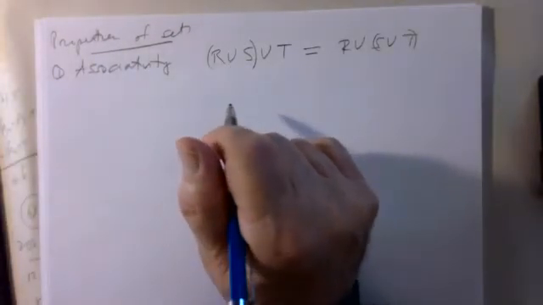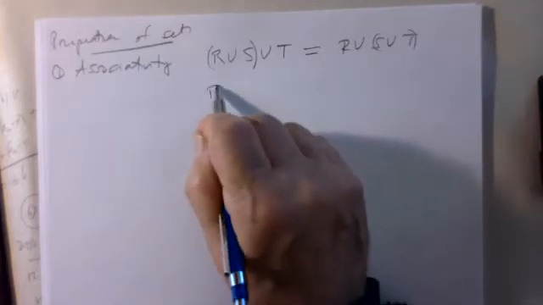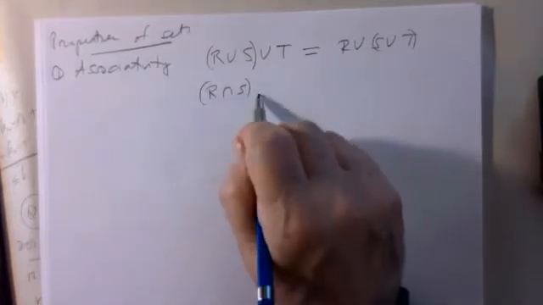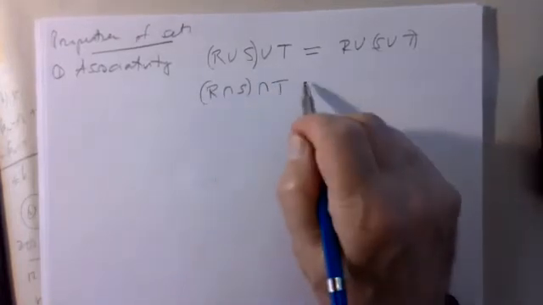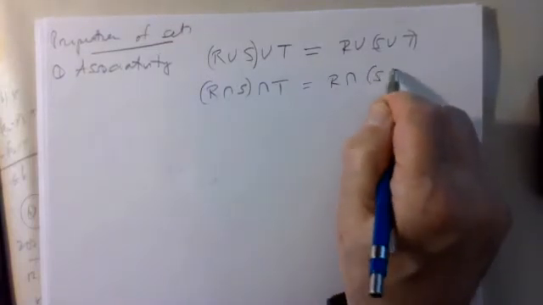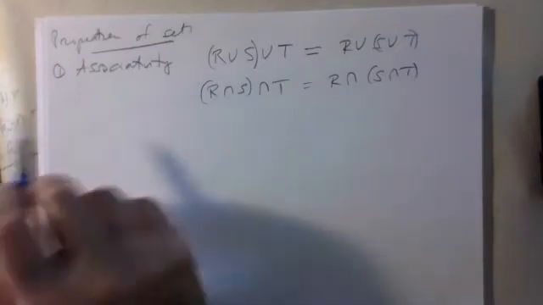And we also have a similar associativity for intersections. If I take the intersection of R and S, that's a set, and I intersect that with T, that's the same as if I took R and I intersected that with the intersection of S and T. So this is associativity.